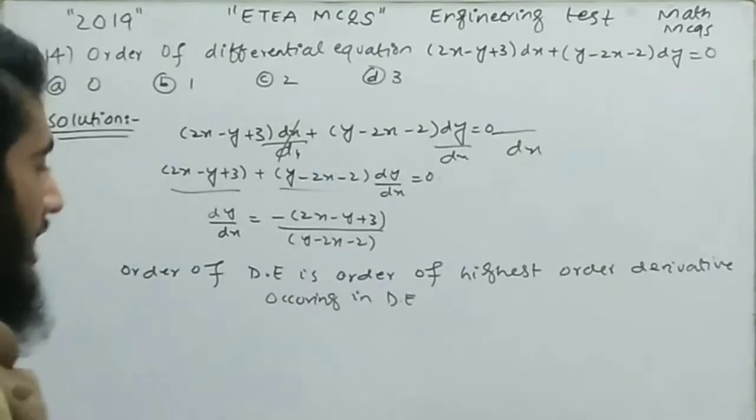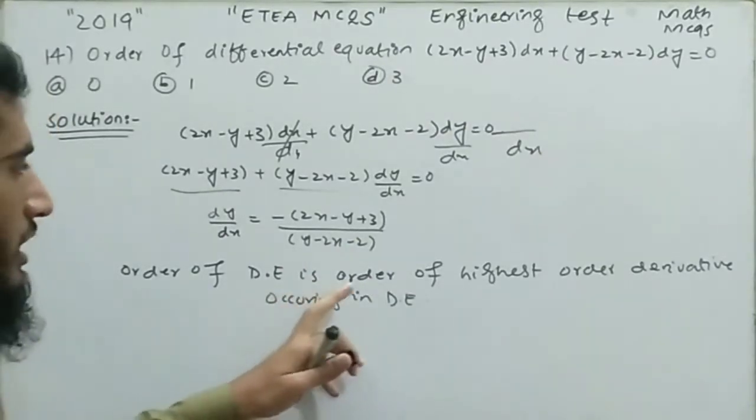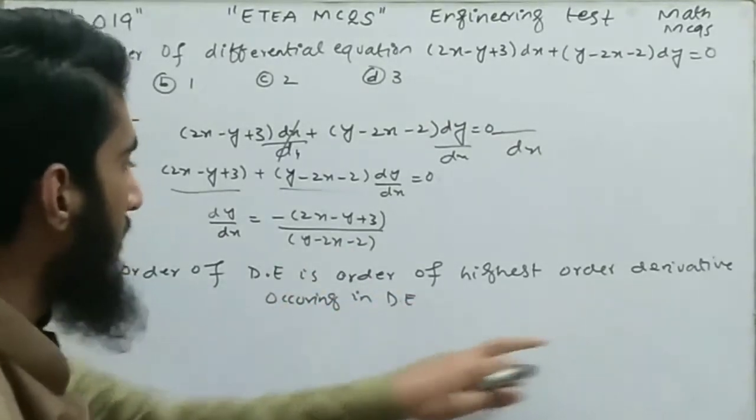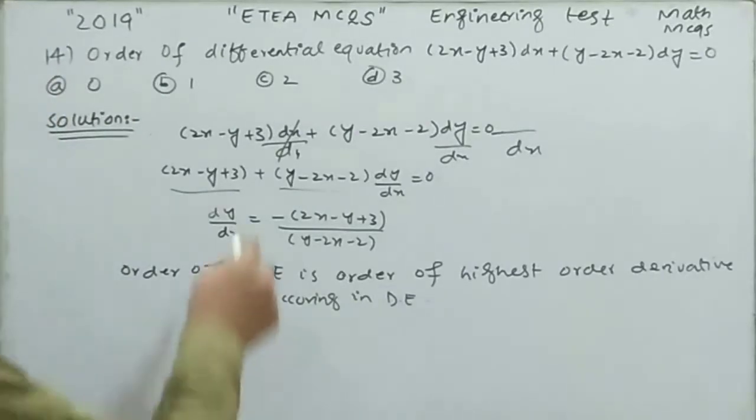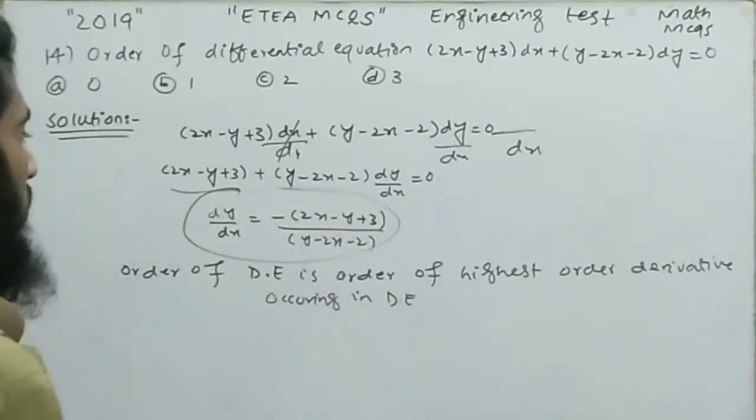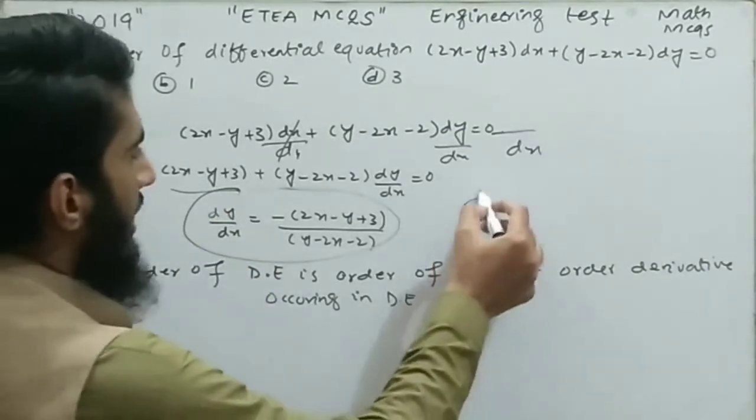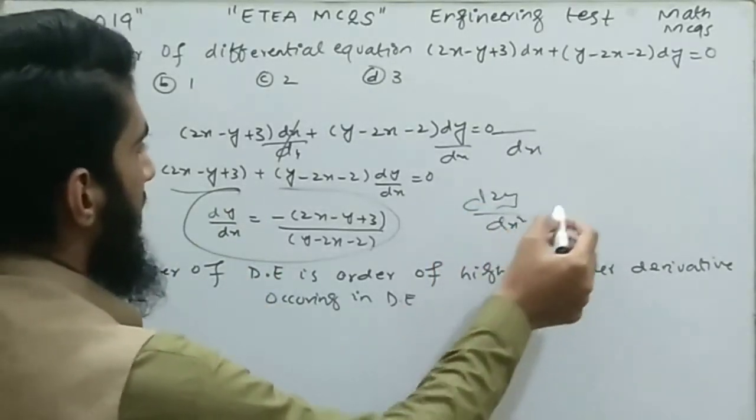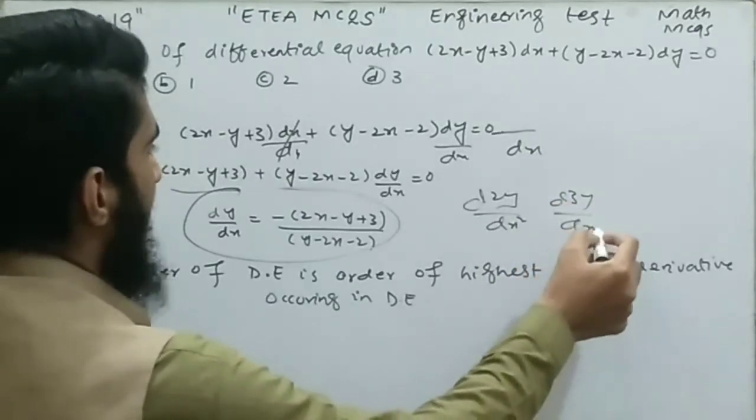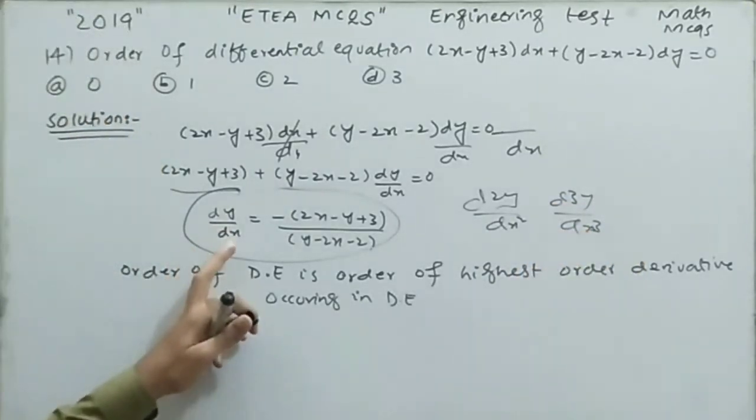Remember that the order of the differential equation is the order of the highest order derivative occurring in the differential equation. So over here we have just one derivative present. d square y by dx square is not present, d cube y by dx cube is not present. Over here just dy by dx is present.